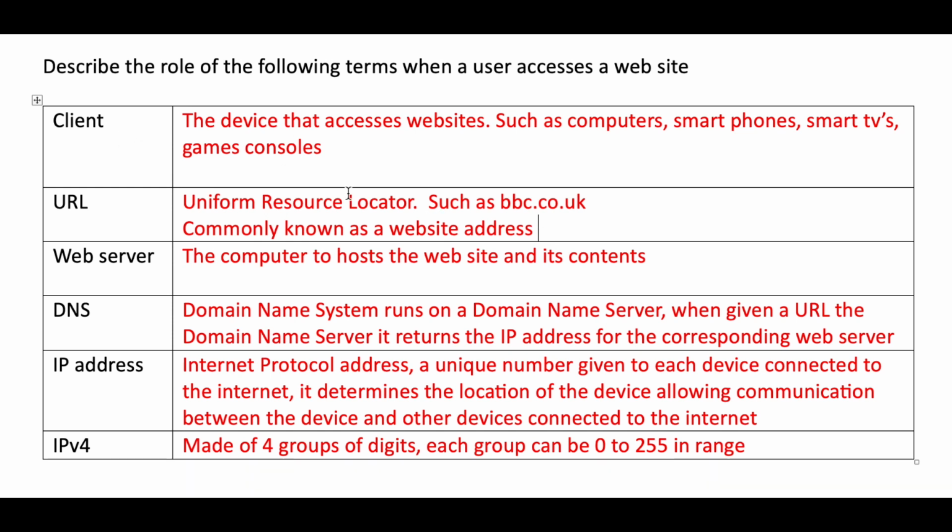So the definition of a client is a device that is accessing the website itself. So this could be a computer such as a laptop or a desktop computer, a smartphone, smart TVs, games consoles that have internet browsers built into them. So there's some examples. And then we have the URL, which stands for Uniform Resource Locator, more commonly known as a website address, such as bbc.co.uk.